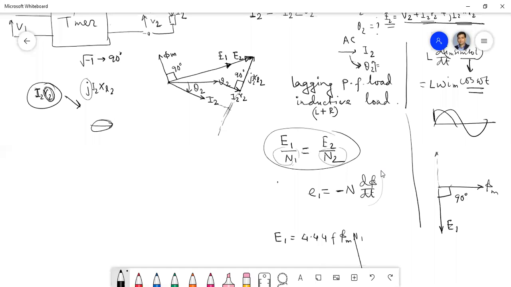And who generates this phi m? Phi m is basically generated by the MMF. Which MMF? Im N1. This MMF generates this. So that means the phase angle of the phasors of Im and phi m will be the same. So you will get Im in the same phase. Is it clear now?